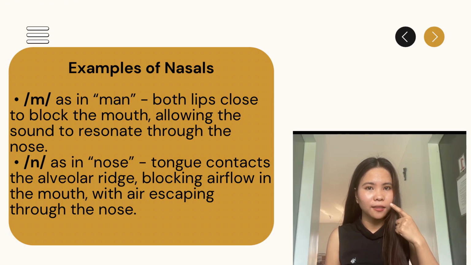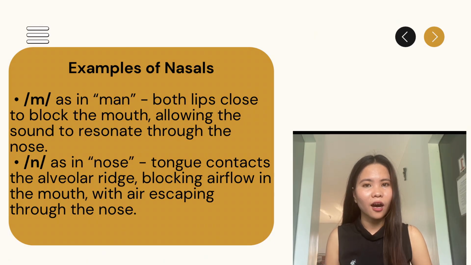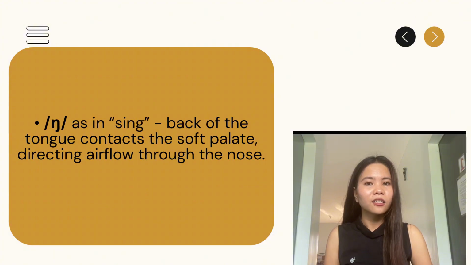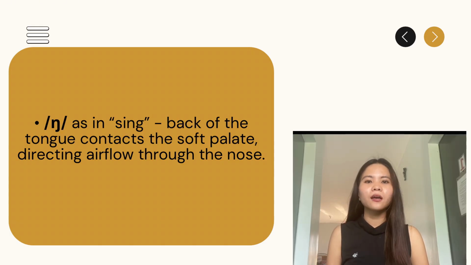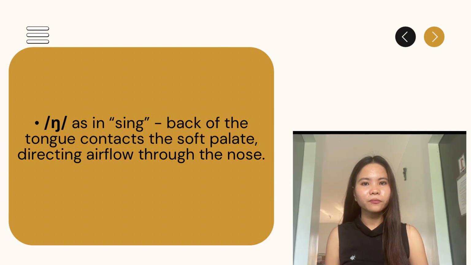Man. "N," as in nose: the tongue touches the alveolar ridge, blocking airflow in the mouth, allowing air to escape through the nose. Last, "ng," as in sing. The back of the tongue contacts the soft palate, closing off the mouth and directing airflow through the nasal passage.